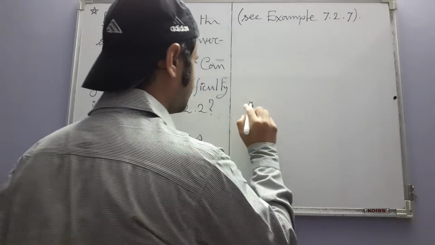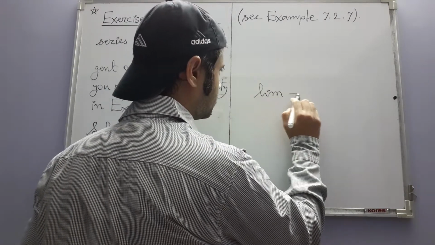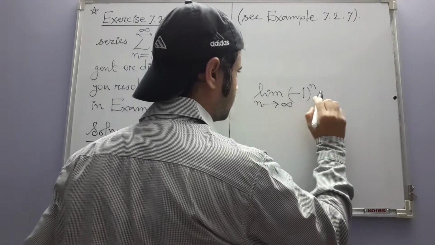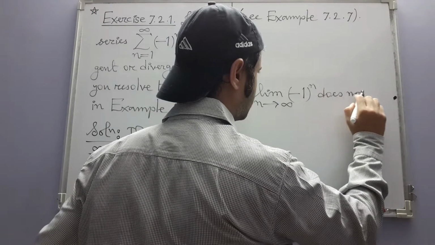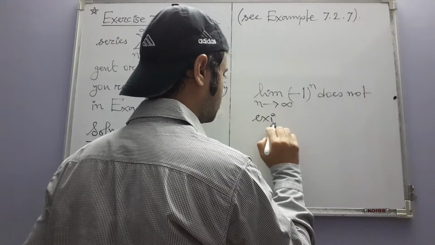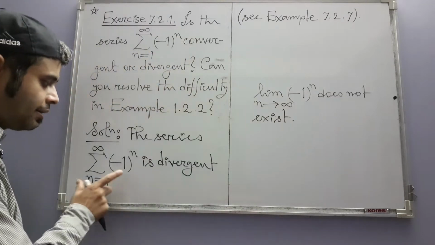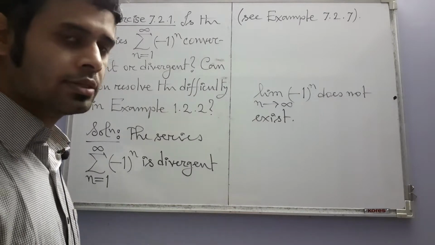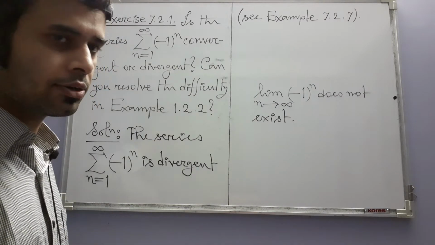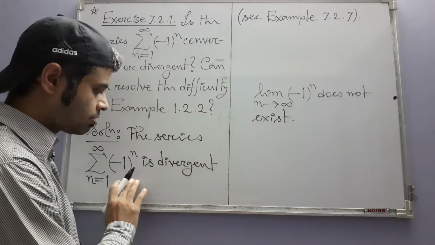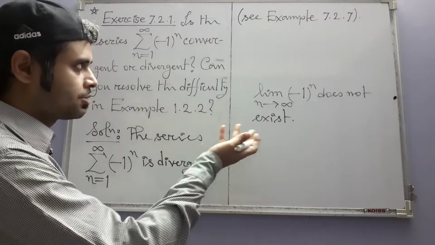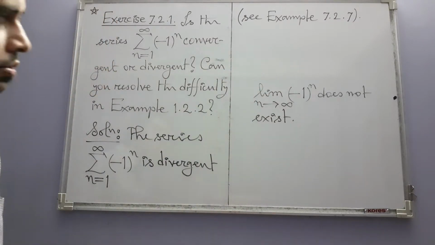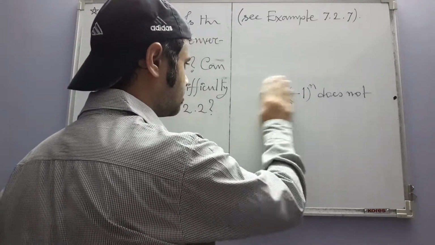That is because this limit does not exist. Had this series been convergent, this limit should have not only existed, but it should have been equal to 0 by the zero test. Since that is not true in this case, this is divergent, and this is precisely what we have discussed in this example.